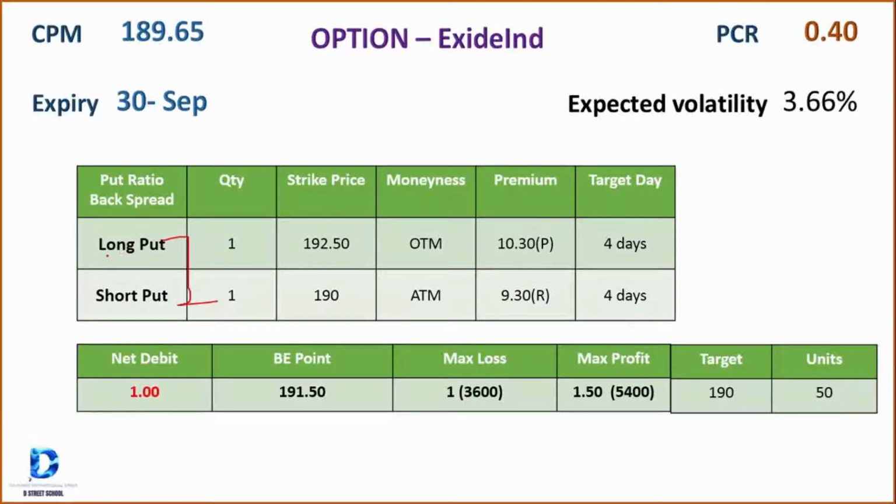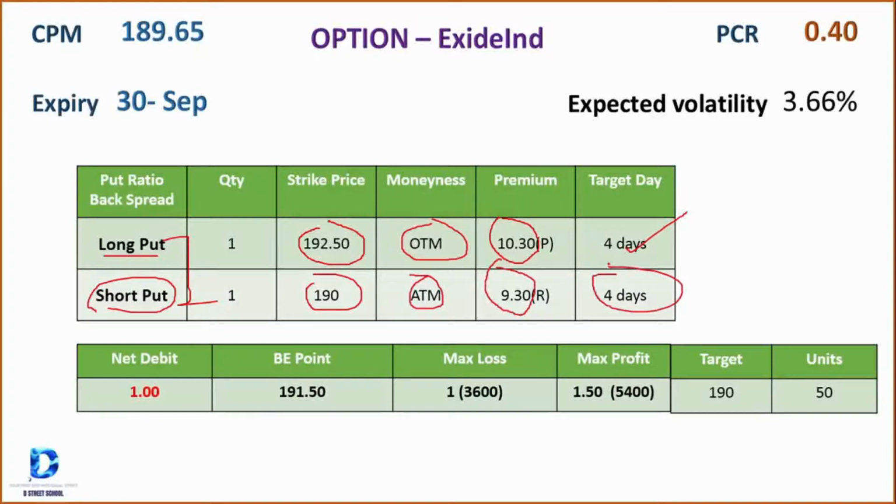Initially, I opt for a long put with a strike price of 192.50, which is OTM, out of the money, by paying a premium of 10 rupees 30 paise. My target would be 4 days. Another leg would be a short put with a strike price of 190, which is at the money, by receiving a premium of 9 rupees 30 paise. The target would be 4 days. So by calculating, our net debit would be 1 rupee.